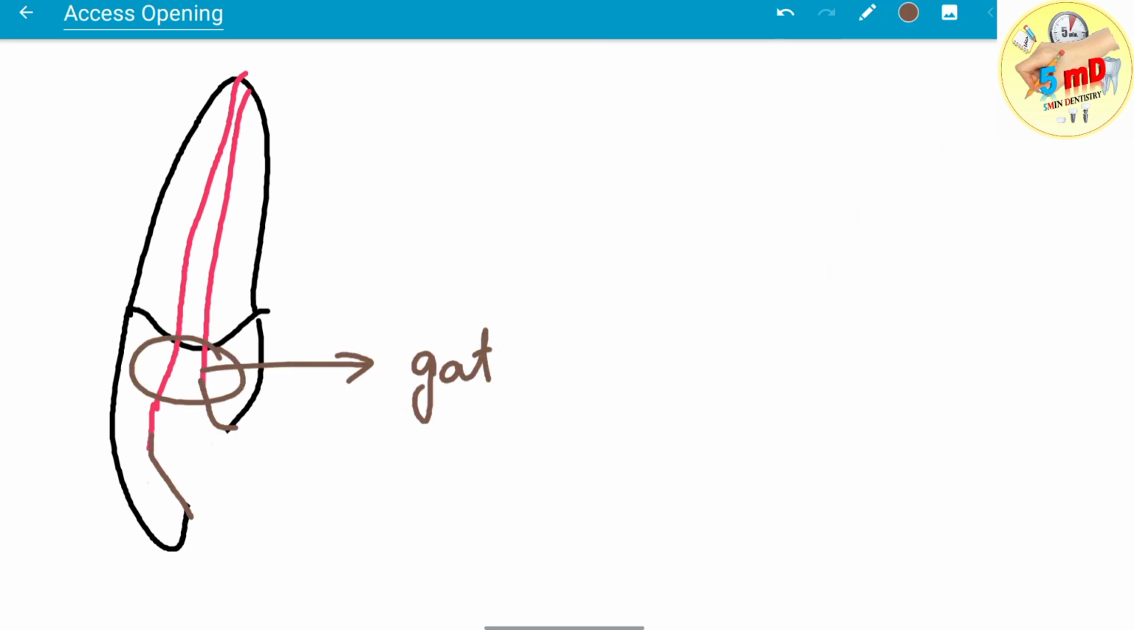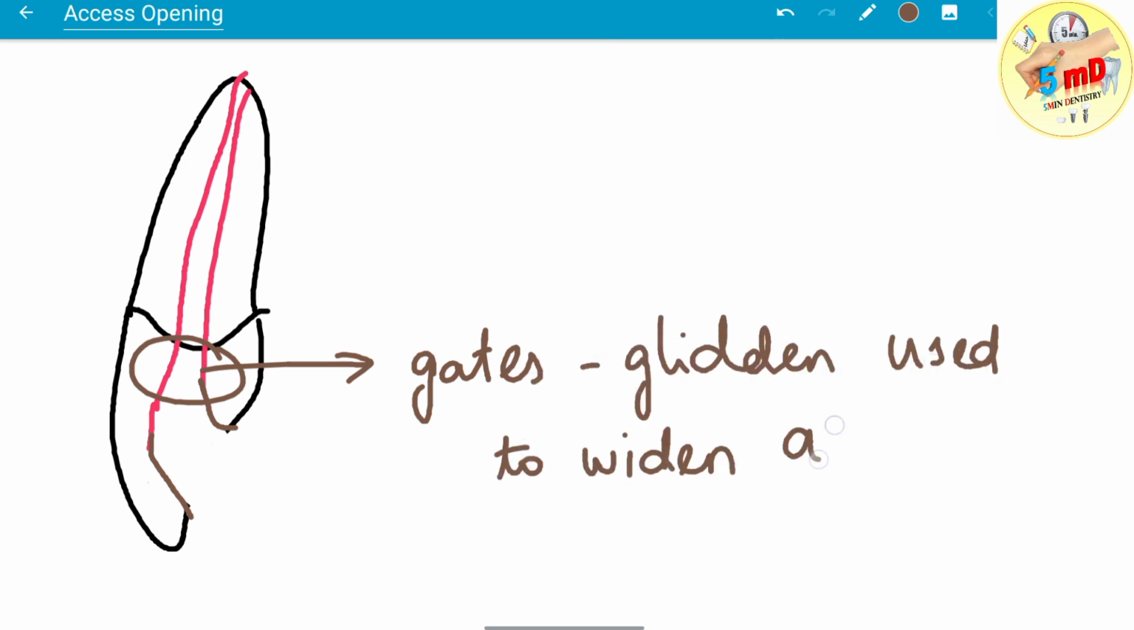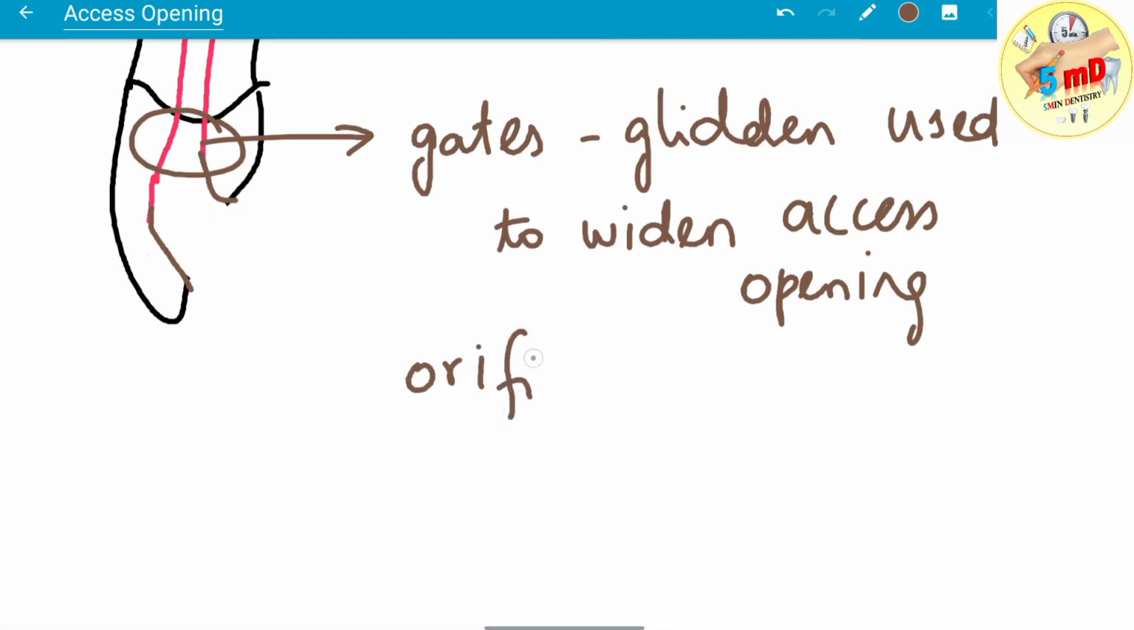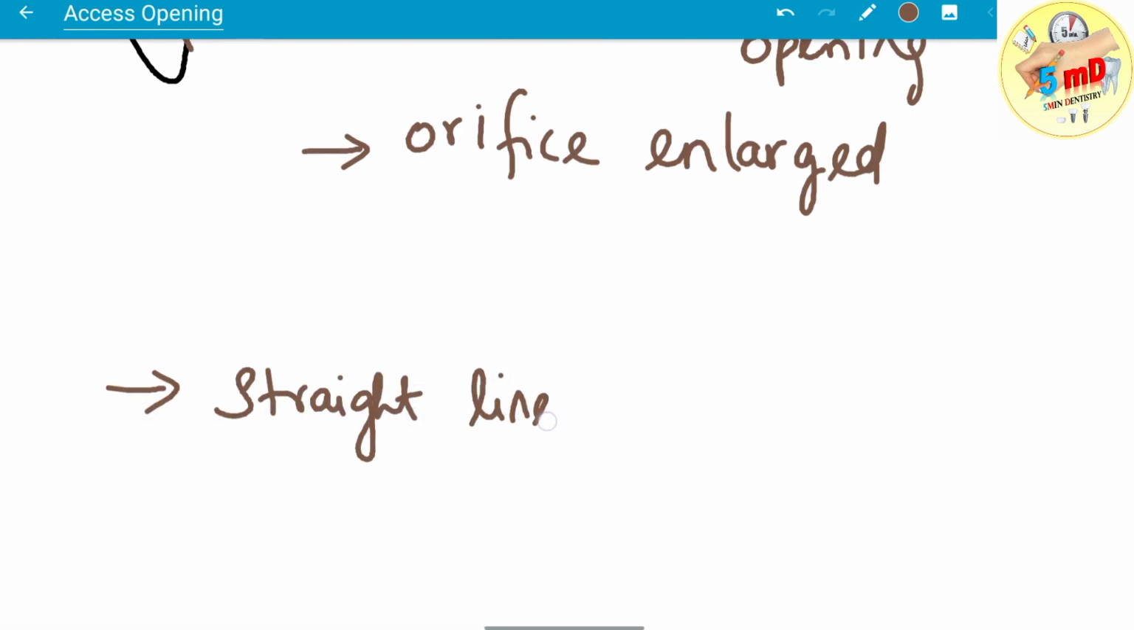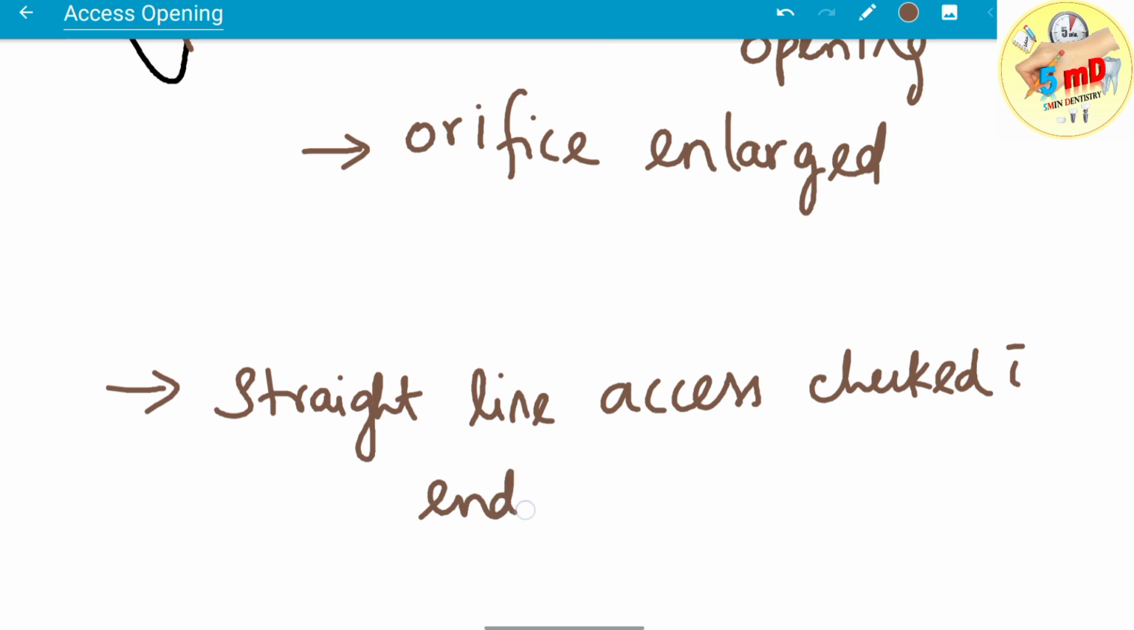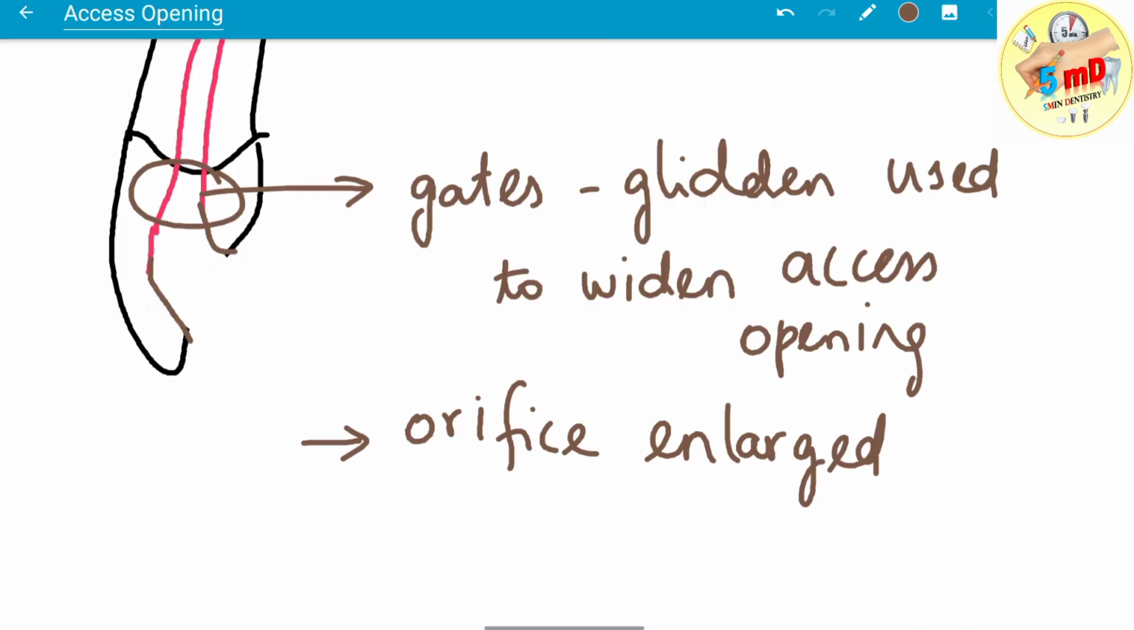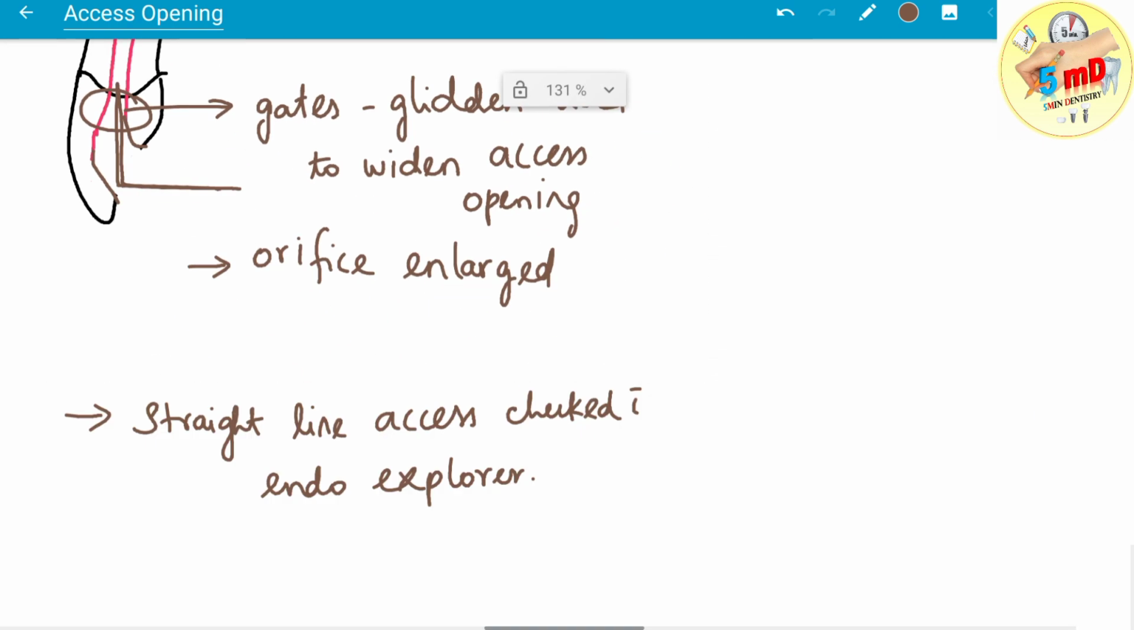After removing the pulp horns and overhanging enamel and dentin, we need to enlarge the orifice. For enlarging the coronal third of the canal and chamber, we use Gates Glidden burr, and after enlarging the orifice, we refine the cavity. Access cavity preparation is finished. After finishing, we check for straight line access using an endo explorer. If you can gain a straight line access, then your cavity preparation is almost over.